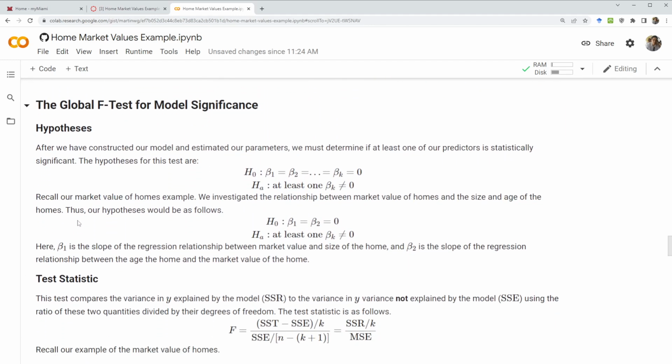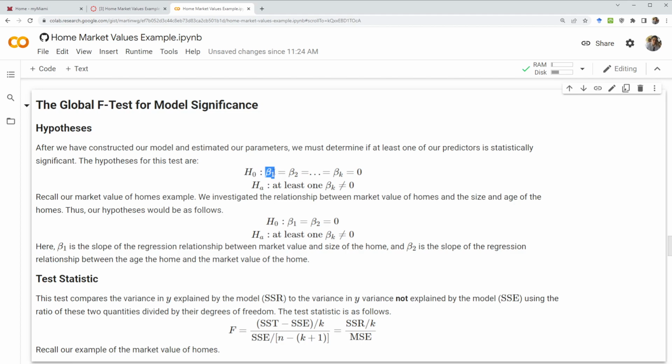Now, there's a global test for significance. In that global test, the null hypothesis is that none of the predictors are significant. So the first predictor, the second predictor, up to the kth predictor, all of those slopes are 0, meaning that none of them are important statistically in the model. The alternative is that at least one is significant. For this market value example, we just have two predictors, square footage and house age, and the null hypothesis is that neither is significant. The alternative is that at least one is. The test statistic is SSR over k, which is called MSR, divided by MSE. In other words, the average explained variation divided by the average unexplained variation. That's what we call the F statistic.